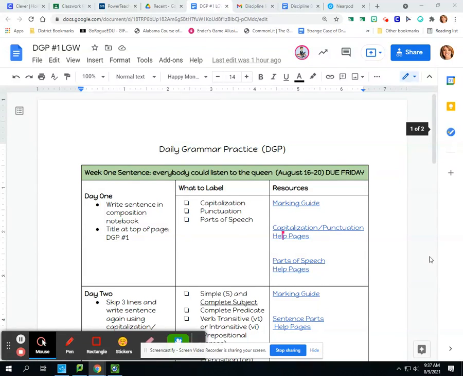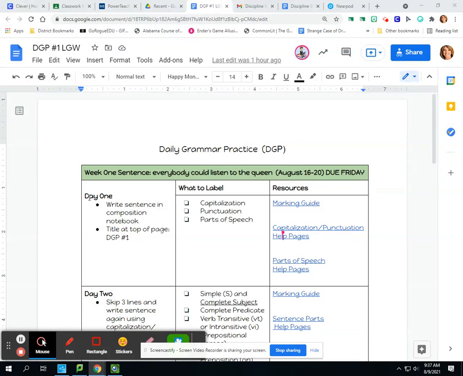Good morning. This is an introduction for how to set up your composition notebook for daily grammar practice, DGP. So you should have your composition notebook out with a pencil, and you're going to use the very first page, and you want to label the very top of the page with DGP number 1.